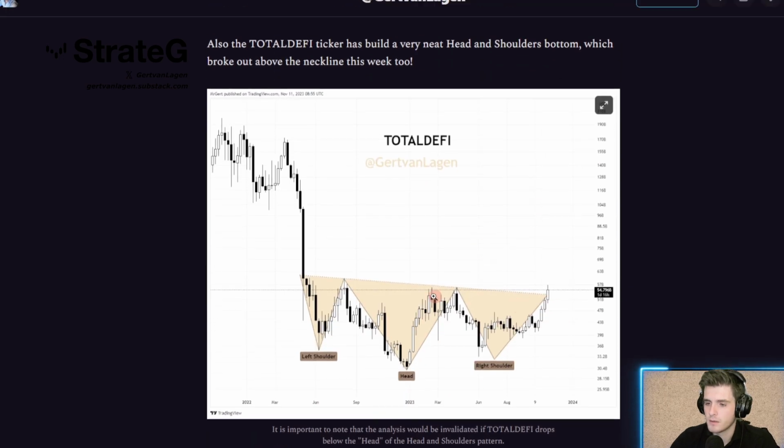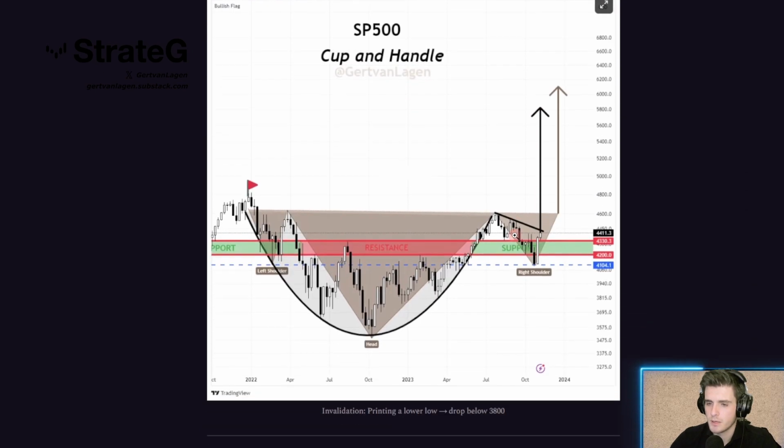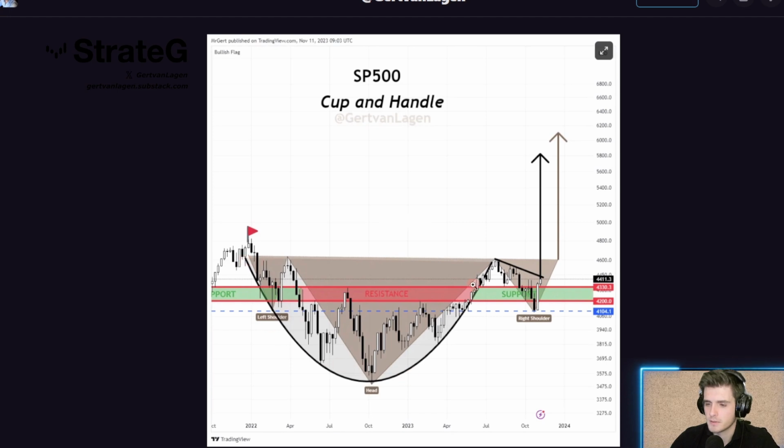Well, Total DeFi also has a similar structure here and has broken above the neckline. This is the neckline, and it's nice to see it's breaking through strongly. Okay, then also a quick update on stocks. If we look at the SP500, the top 500 companies of the United States, we can see this cup and handle pattern in black. And we have also this head and shoulders bottom in play, which is not final yet. In the meantime, price has broken above this black line and is around 4,500, and the targets lie around 6,000 here.